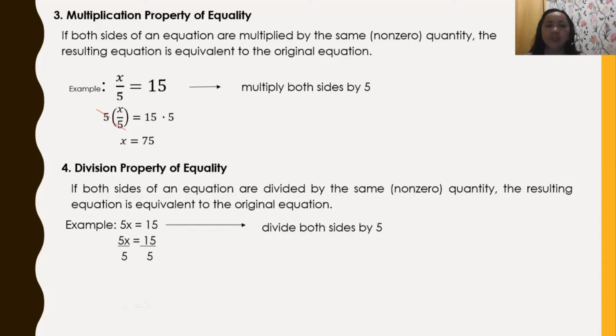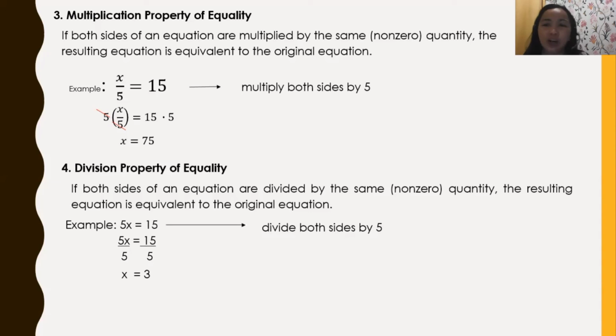Ayan. To cancel out the 5, matitira is x. Bakit x na lang? Kasi 5 divided by 5 is 1. Hindi na natin susulat yung 1x, yung 1, because when we have only a variable, that means it has a numerical coefficient of 1. Equals 3. Saan galing yung 3? 15 divided by 5 is 3. Therefore, the value of x is 3 using division property of equality.